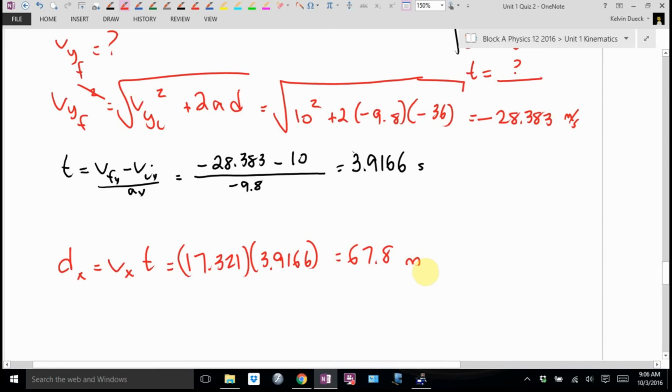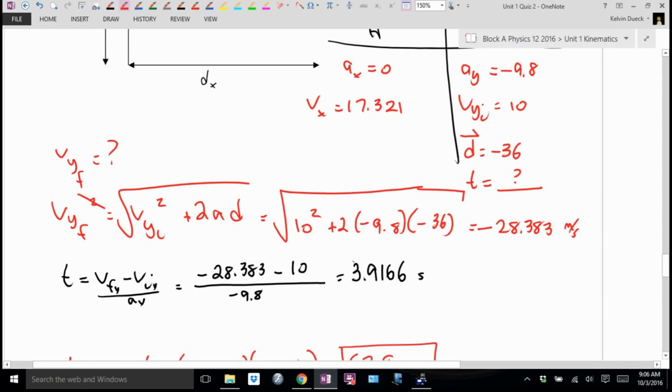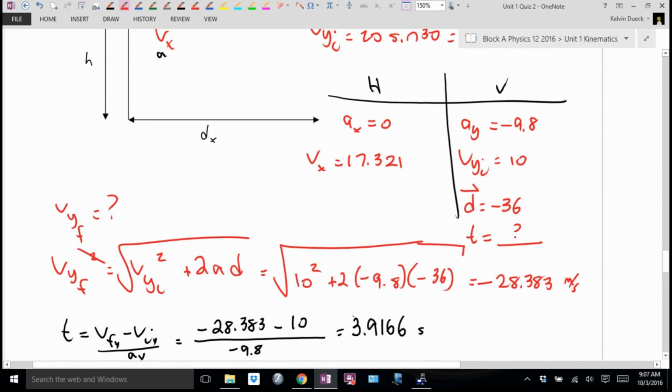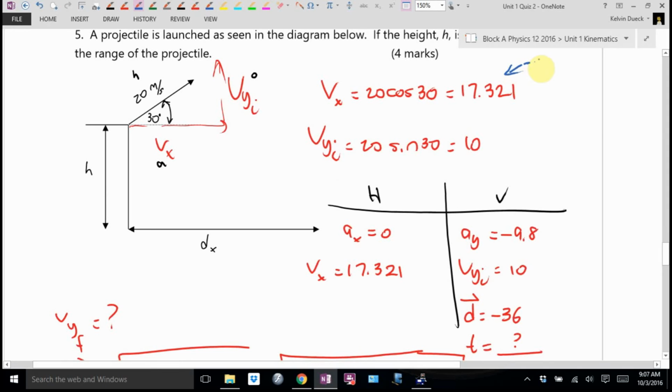67.8 meters. Now, if you got that, what was this question worth? That gets you 4 out of 4. Otherwise, how would I spread out the part marks? I would probably give half mark for that and a half mark for that. That's 1 mark out of 4.